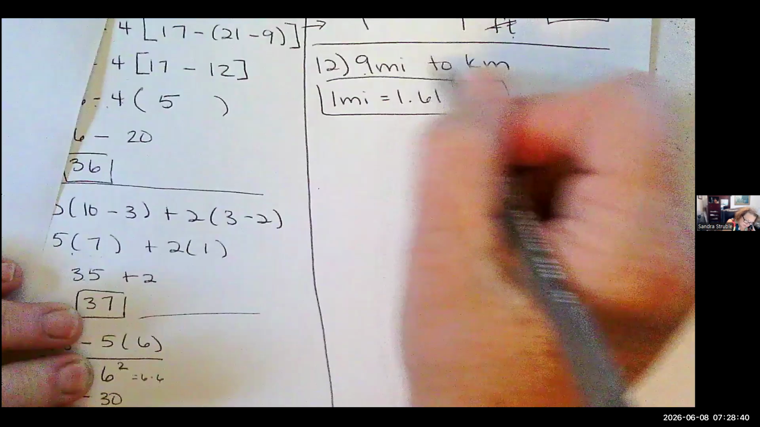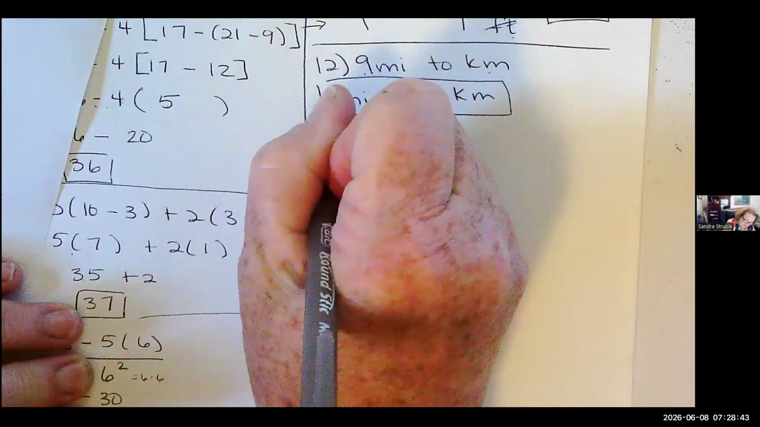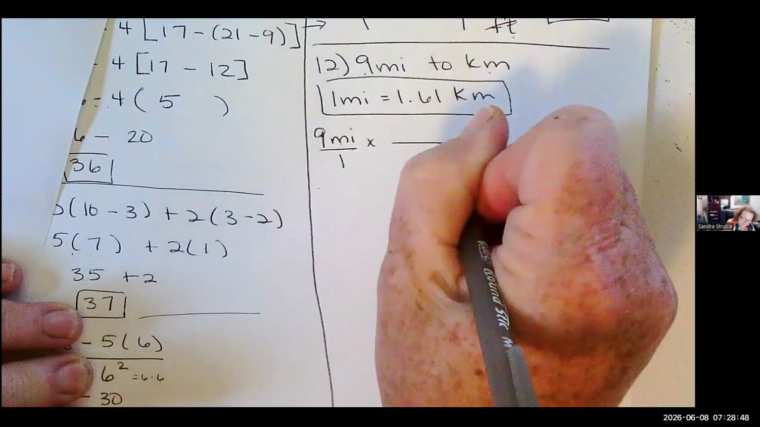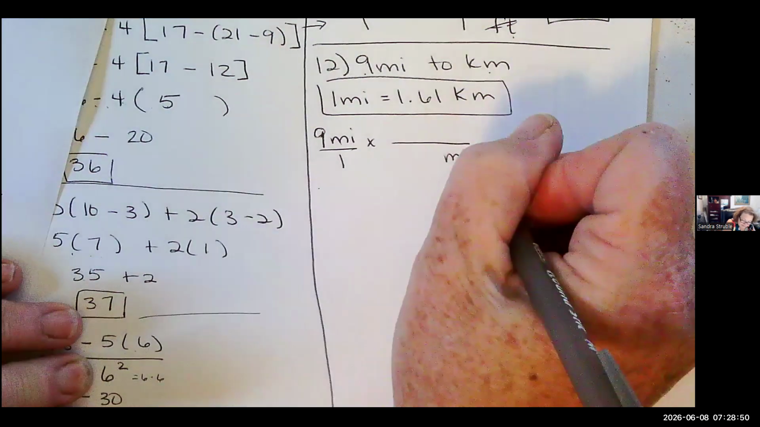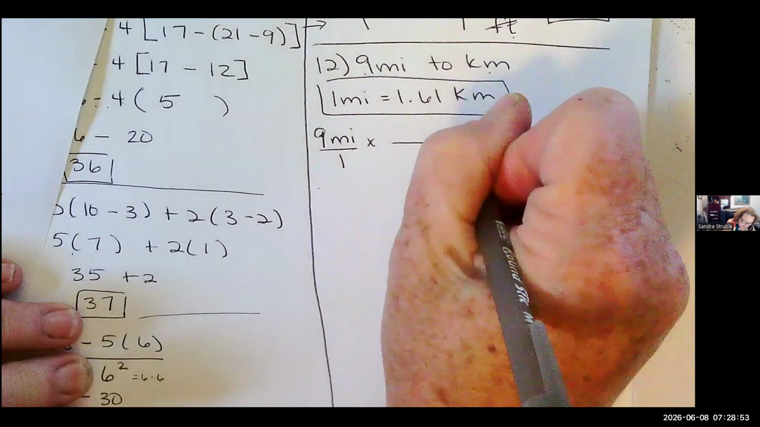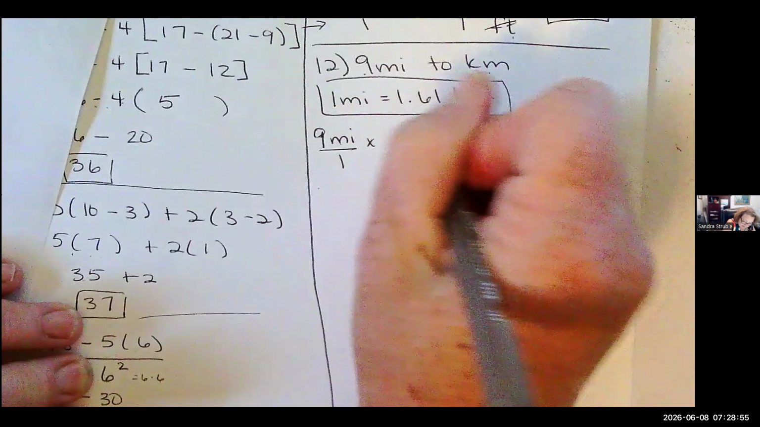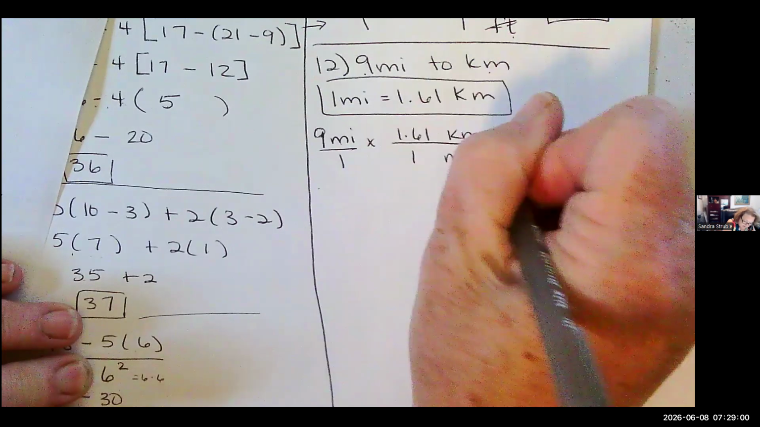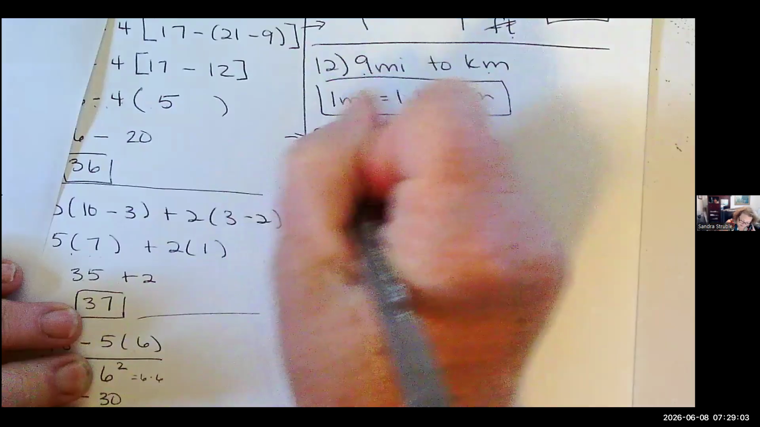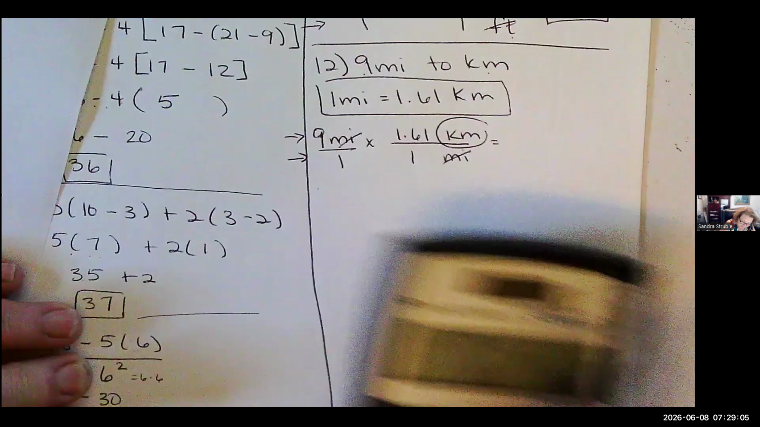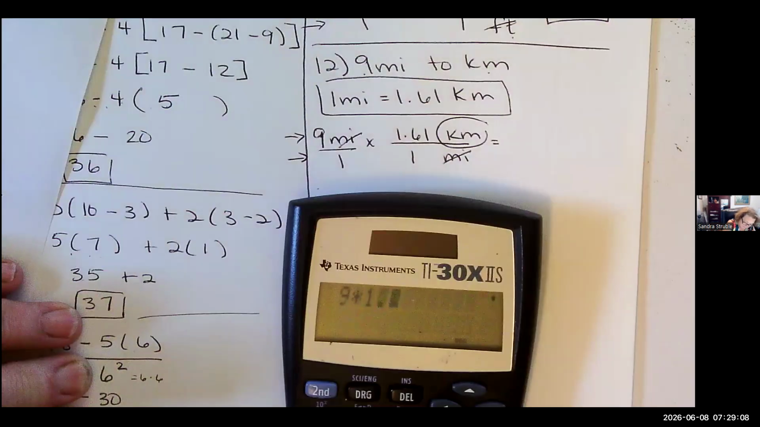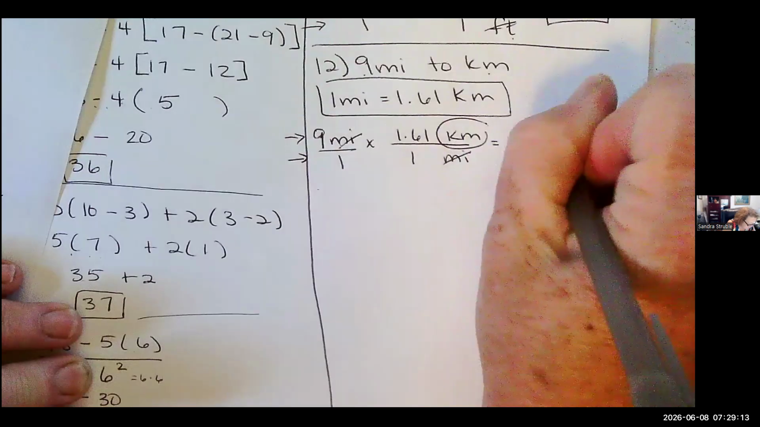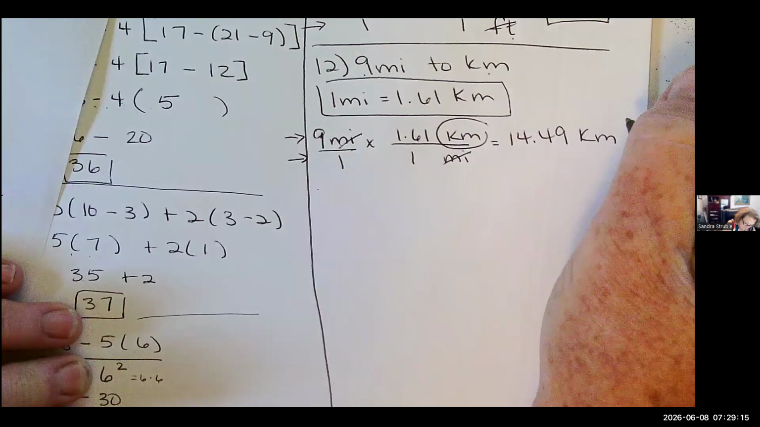Start with the 9 miles. You always start with what you're given. We've got miles up top, so we need miles down bottom, so it goes away. Cross this out when you multiply, and we're going to kilometers. This is only a one-step conversion. 1 mile is 1.61 kilometers. Multiplying straight across, miles is gone, left with kilometers. And then 9 times 1.61 is 14.49 kilometers. Now this said to round to 2 decimal places, so we are good to go.